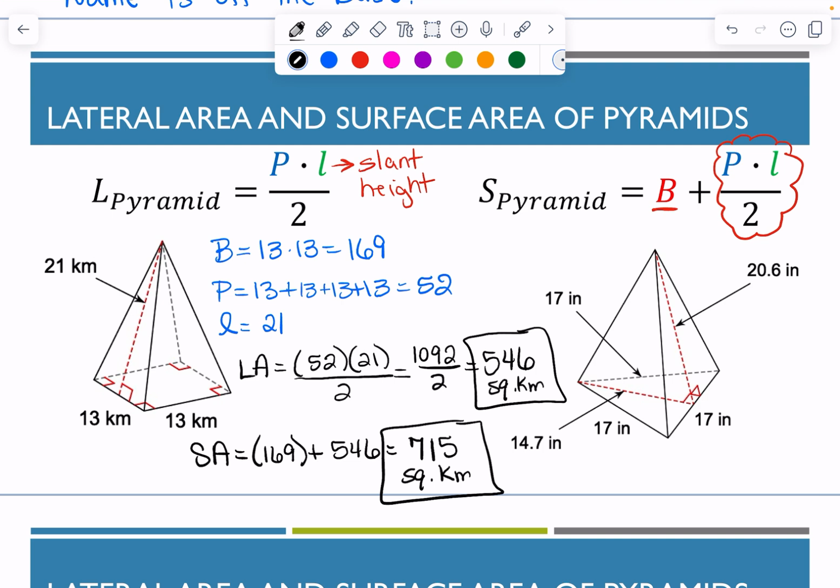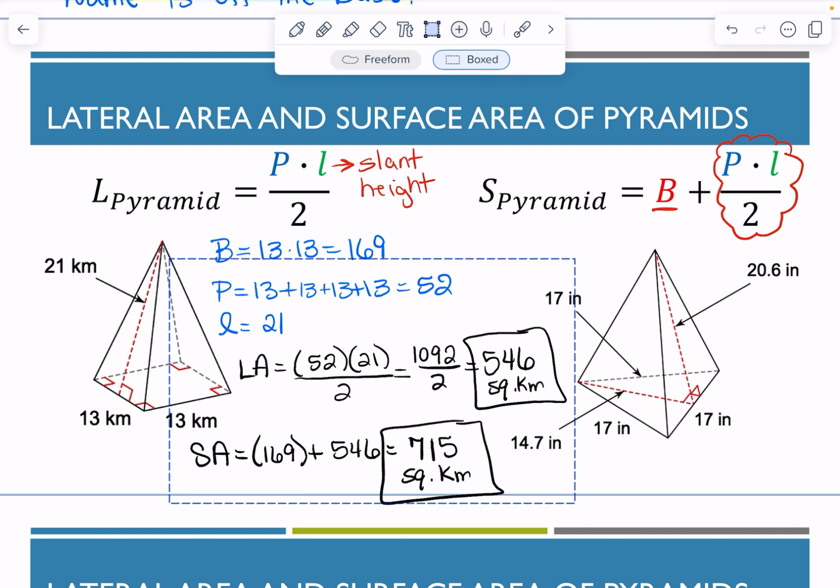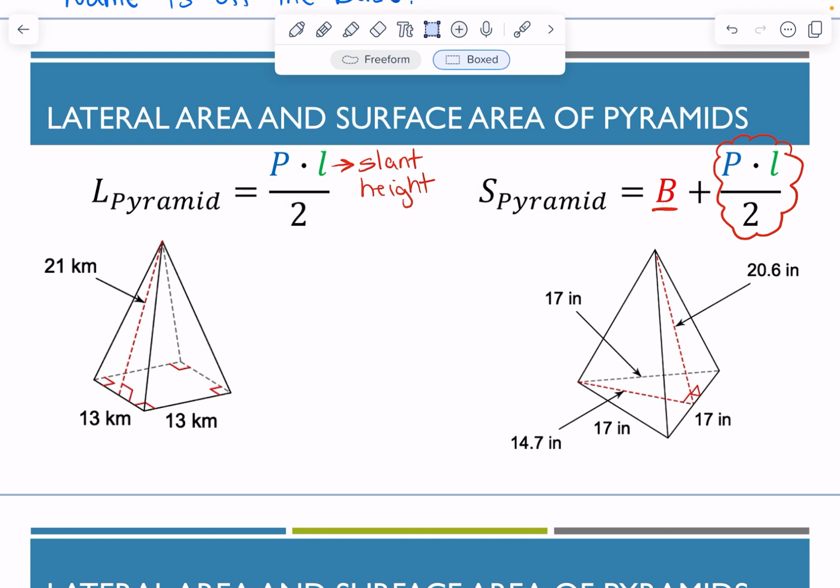Okay, now what I'm going to do is I'm going to erase that, so make sure you get that down so that we have room to work the second one out here. So now let's start on the second one. So on the second one, if you notice, I have a triangular base. So this is a triangular pyramid. So again, I'm going to find 3 things. I'm going to find the base, the perimeter, and the slant height.